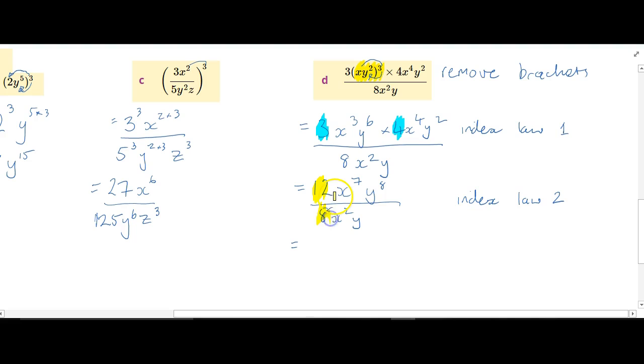12 divided by 8 can be simplified. They both divide by 4. So 12 divided by 4 is 3, and 8 divided by 4 is 2. So my last line, I'm going to have 3 over 2.